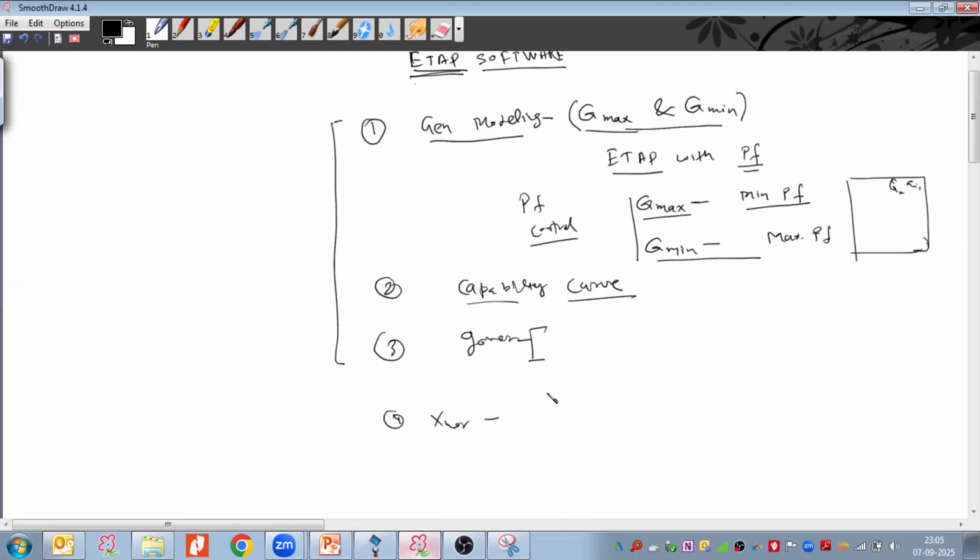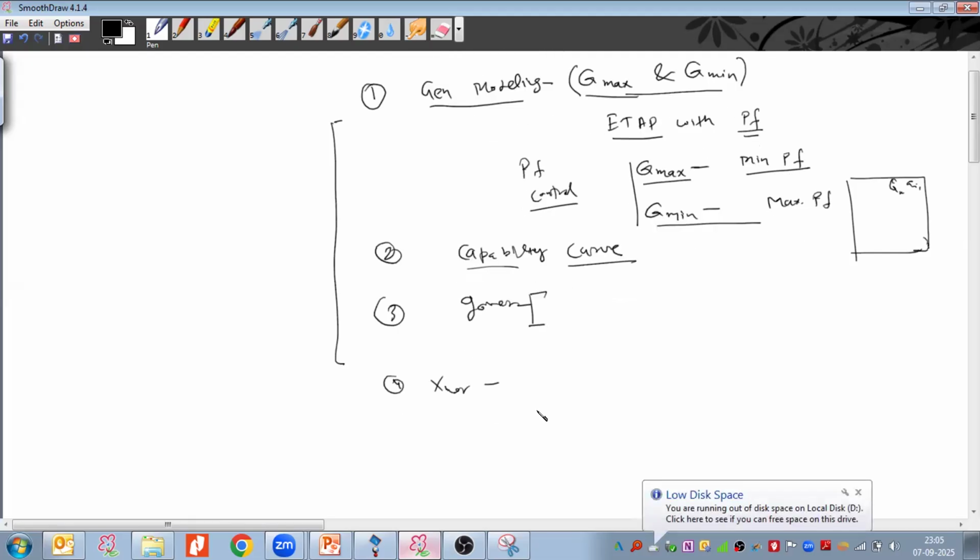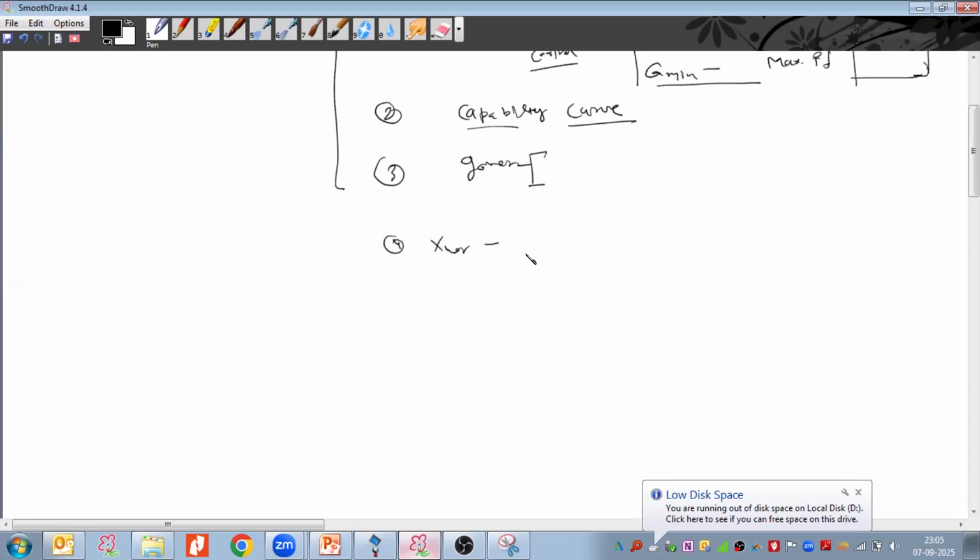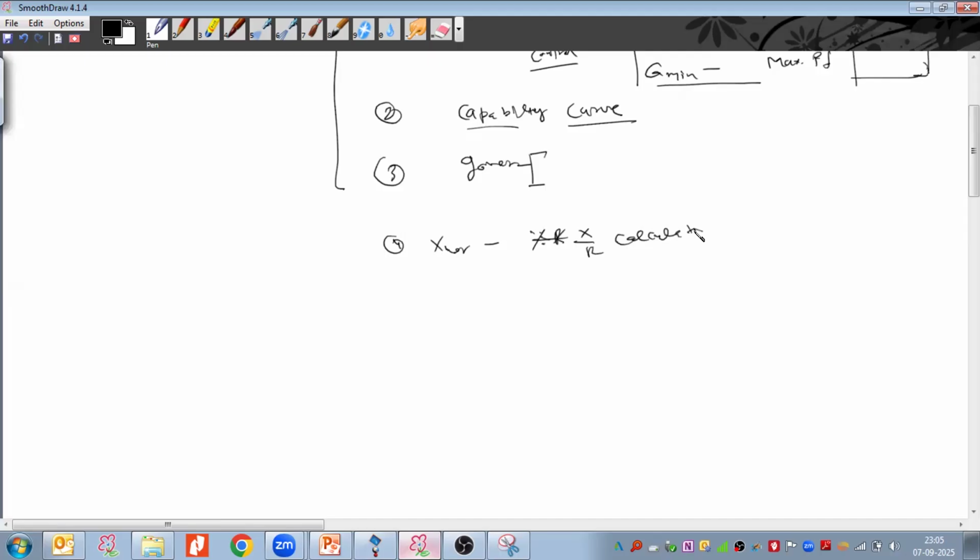In the transformer modeling, it was straightforward, because multiple times we have done this modeling. But today we discussed the transformer X/R ratio calculation as well. Again, it is a very straightforward formula. Okay, so transformer, and thereafter we discussed the transmission line modeling.